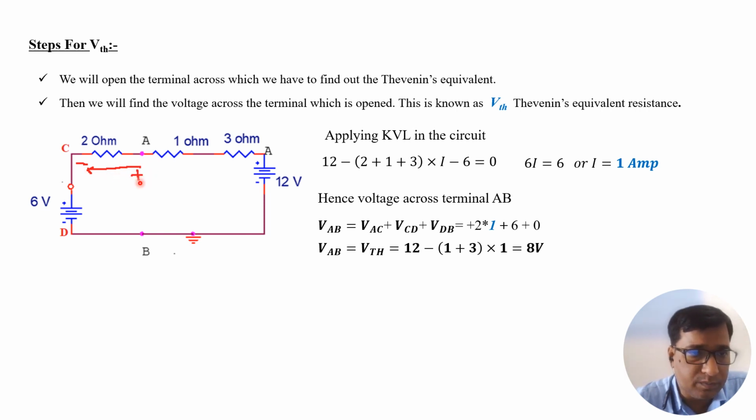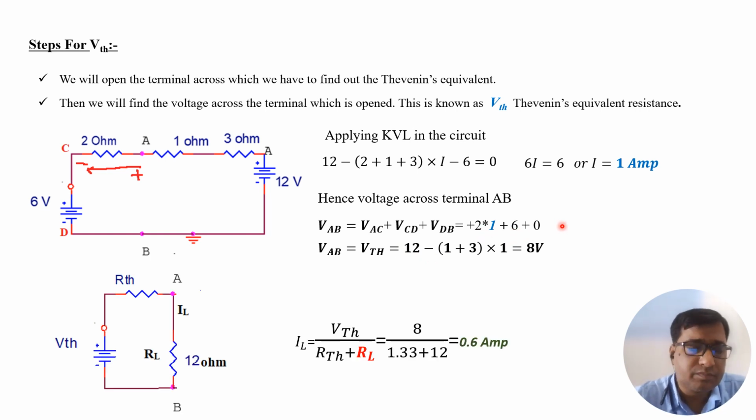The value of current is 1 ampere. Hence the voltage will be plus 2, because the terminal is positive, plus 2 into 1 ampere. And for CD, because the C terminal is positive, plus 6, and in DB there is no element, so the voltage of DB will be 0. After putting these values, VAB or VTH will be 8 volt, because we can solve it this way. So VTH will be 8 volt. Either we can go this way, this method we can also use to find the same result, you can practice the same way. Here 2 into 1 is 2 volt, plus 6, it is 8 volt.